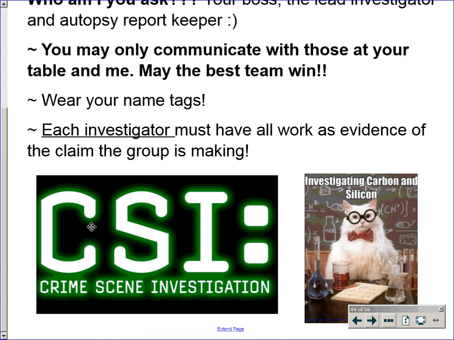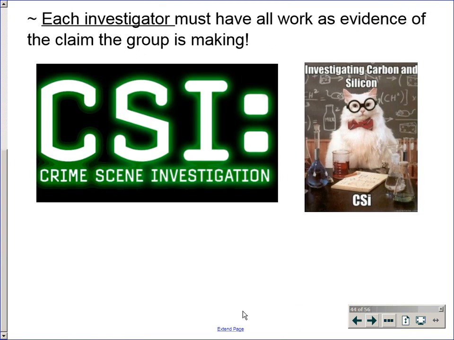I just thought I would show you this comic before you got back there. Carbon and silicon, CSI.